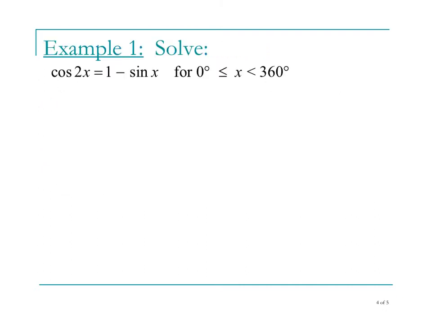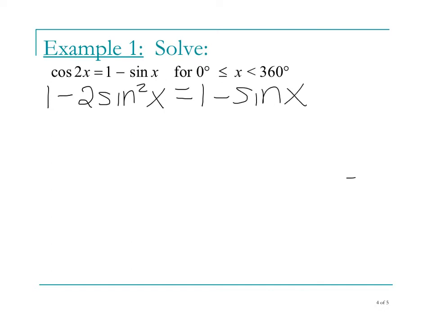When you first look at this equation, I want you to look at the angles. You have 2x here, but you have an x here. And because they're different angles, you have to make them the same angle. So you're going to go to cosine of 2x. Because it's already in sine, I'm going to use the formula of 1 minus 2 sine squared of x. And I'll set it equal to the 1 minus sine of x.